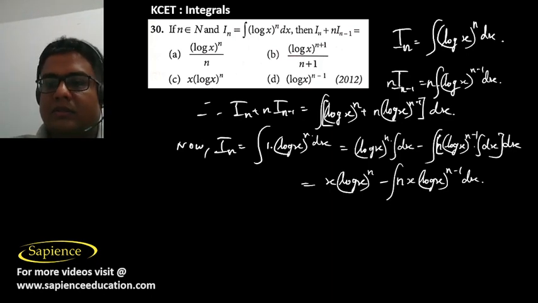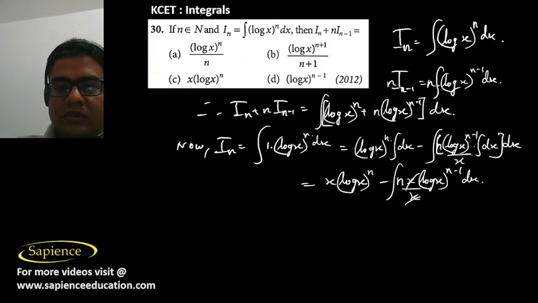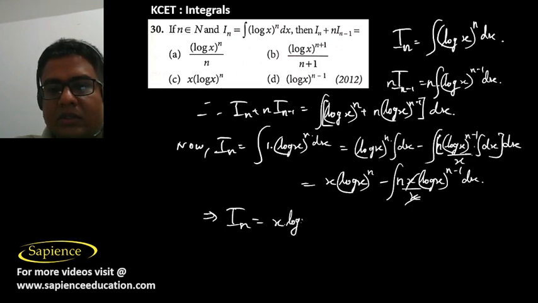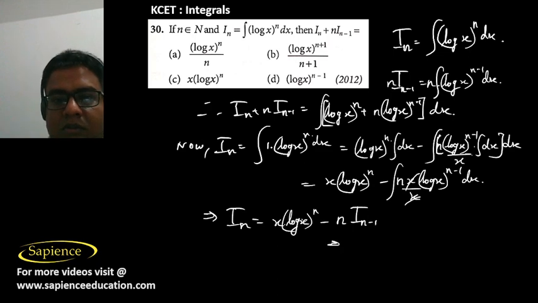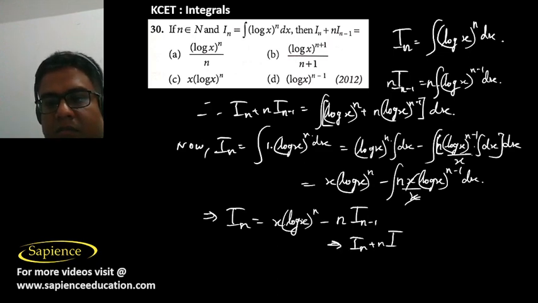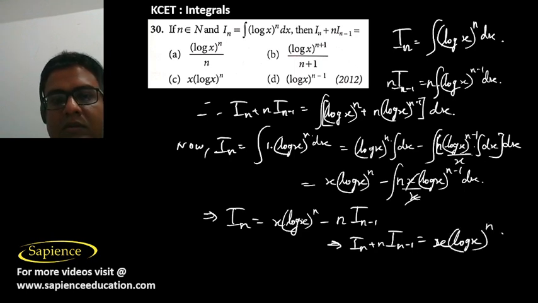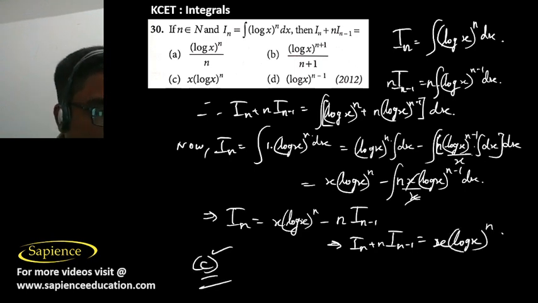But here the derivative of this will be n (log x)^(n-1) into d by dx of log x, which is 1 by x. So 1 by x will also come. Therefore I_n is coming x (log x)^n minus n into I_(n-1). So therefore I_n plus n I_(n-1) is equal to x (log x)^n. So option C is the correct answer.